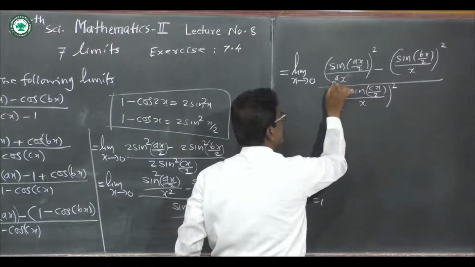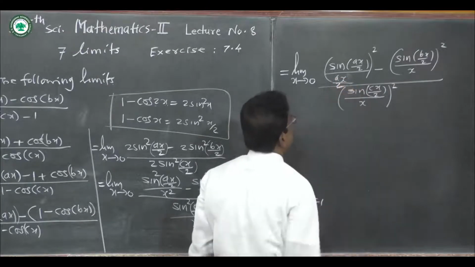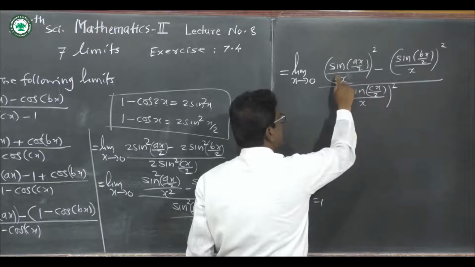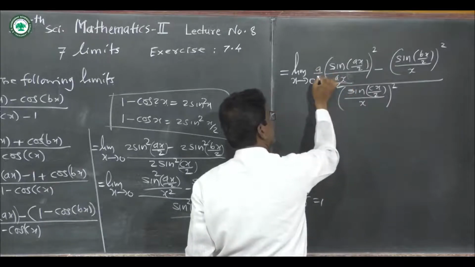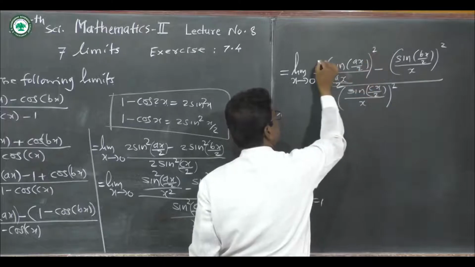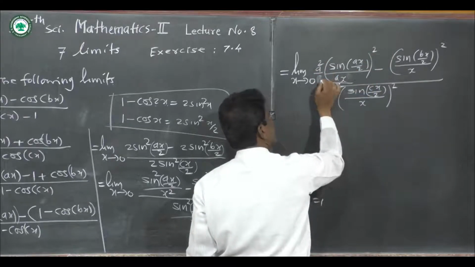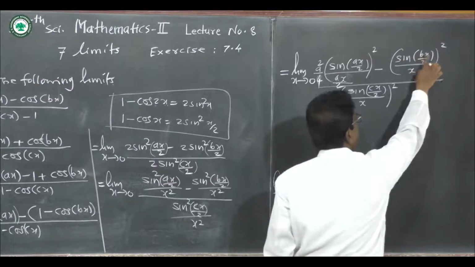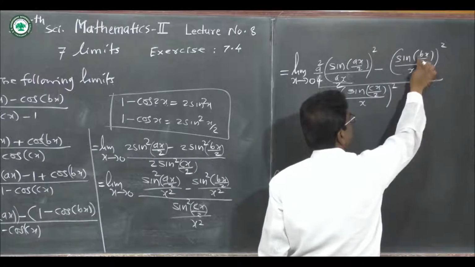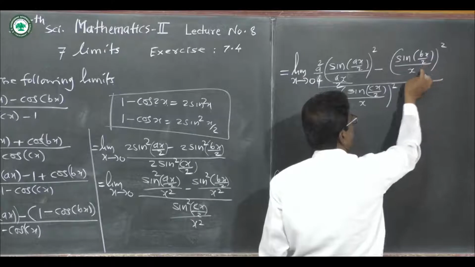This is a upon 2. Okay, so we have to cancel this a upon 2, so we take here a upon 2, a upon 2, but here square, so take here a square upon 2 square as 4. Get it?